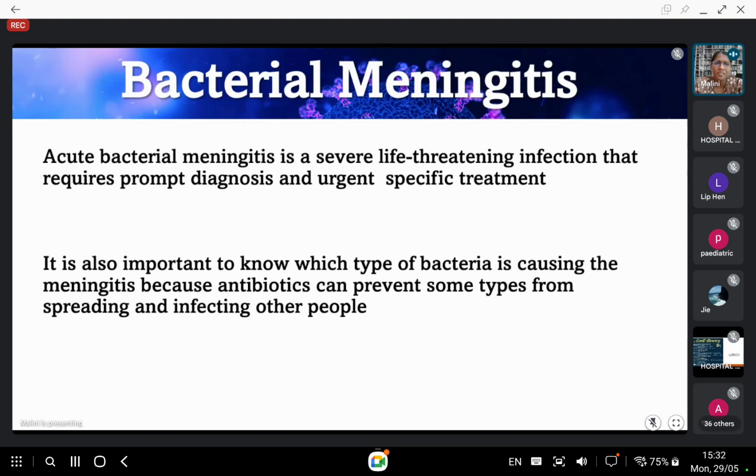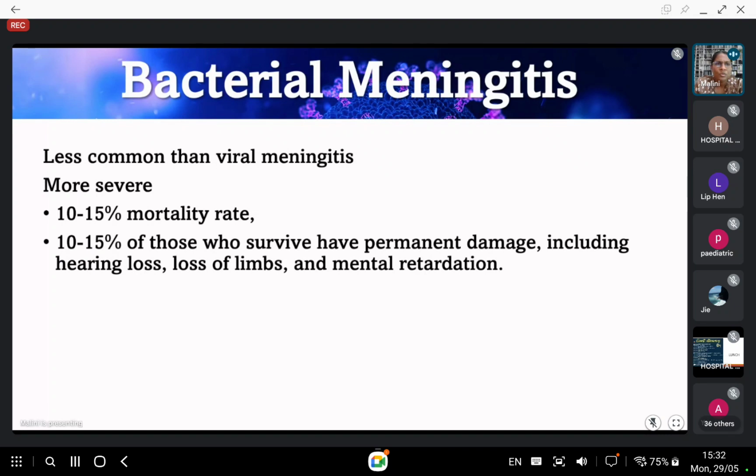Acute bacterial meningitis is a very severe life-threatening infection, and it requires prompt diagnosis and urgent specific treatment. Knowing the types of bacteria that infect in certain age groups actually will help. It is less common than viral meningitis, but of course it is very much more severe, and it has a fairly high mortality rate of up to 15% and a high morbidity rate also.